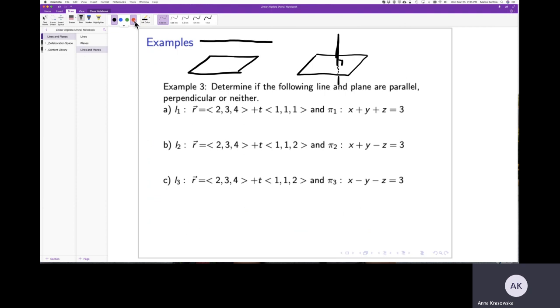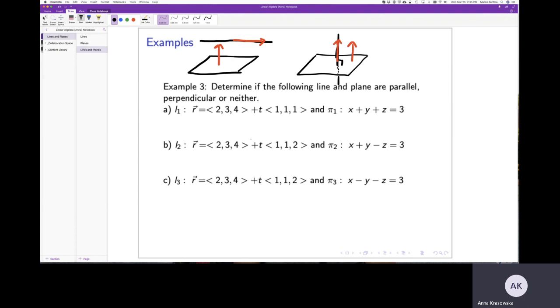So what can we say about the direction vector of a line and the normal vector of the plane? If the plane and line are parallel, the normal and direction vector are perpendicular. Now, if the line and plane are perpendicular, the direction vector and the normal to the plane are parallel.